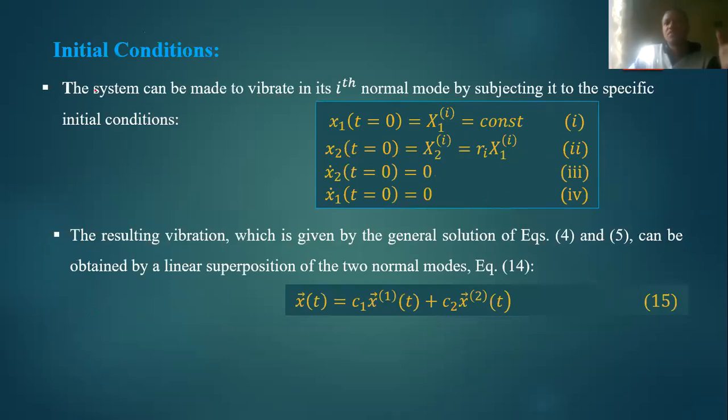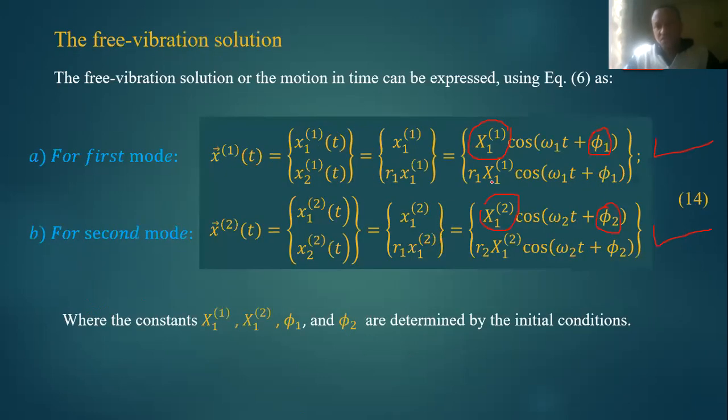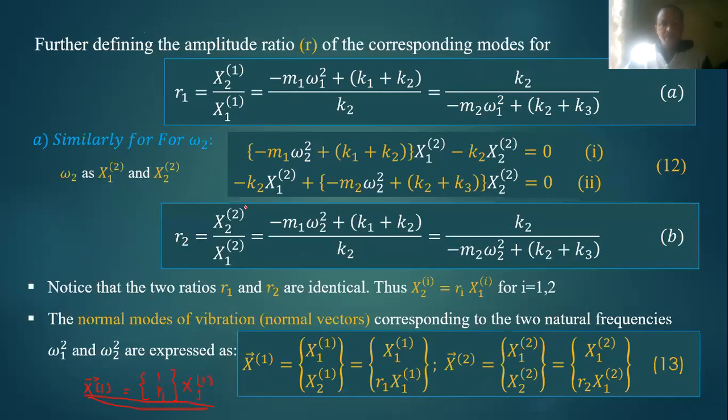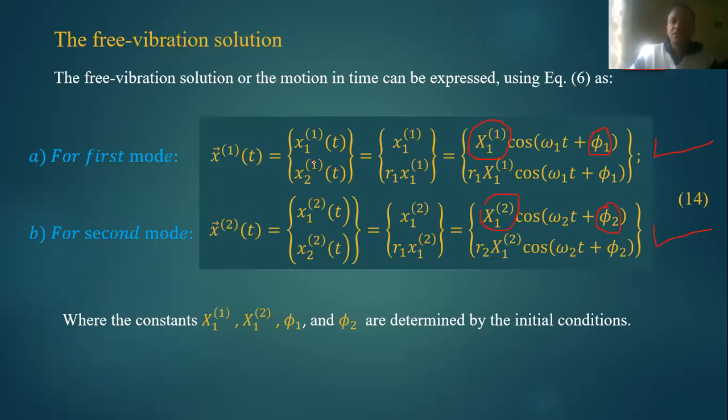So for that we need initial conditions. There must be some prescribed initial conditions that satisfy the equilibrium of the system. Okay, so finally we superimpose the amplitude of x1 in the first mode and x1 in the second mode. X2 in the first mode and x2 in the second mode should be superimposed. Then finally, we can get the equation of motion.